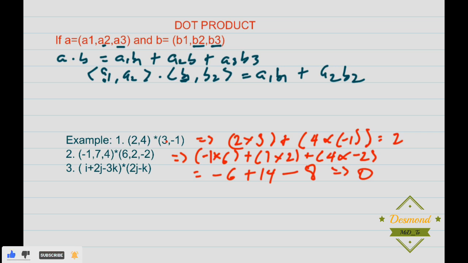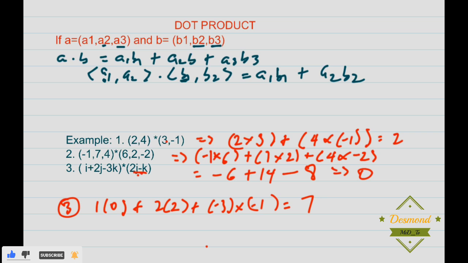So with example 3, we should have 1, which is in front of the i, multiplying 0, because we don't have any i there, plus 2, which is in front of the j, times 2, plus -3 multiplying -1. And when we do it, we should get 7. So this is the dot product.